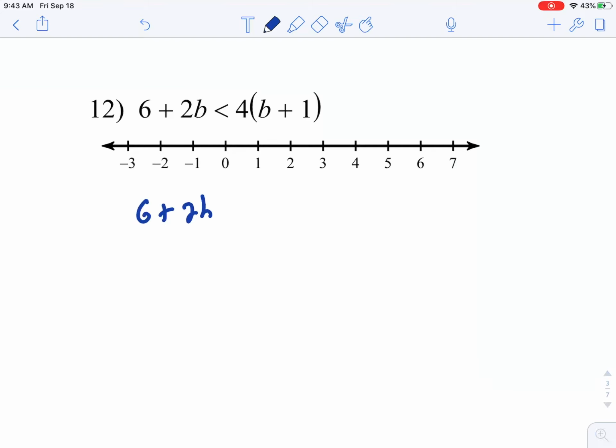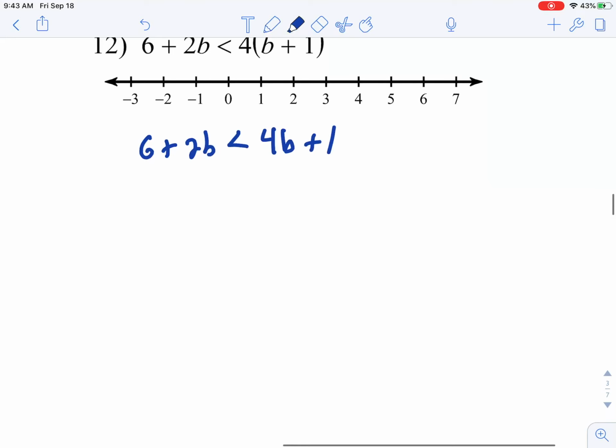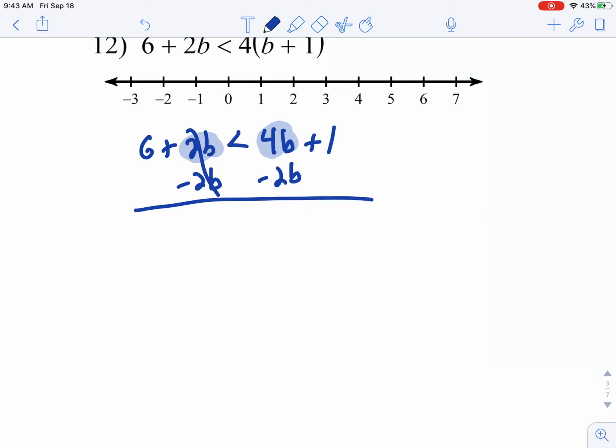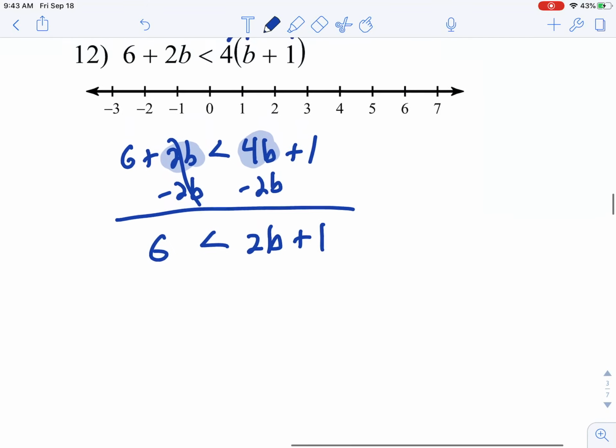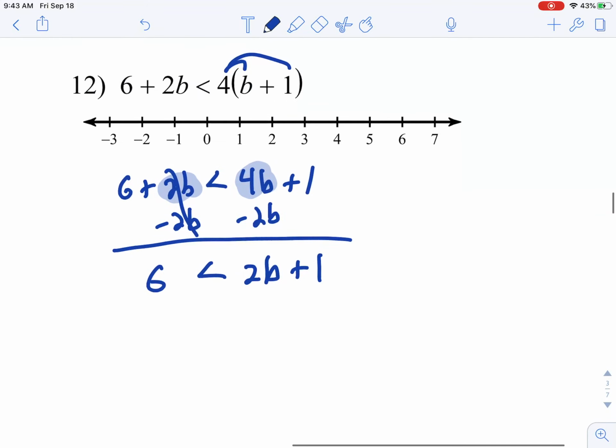6 plus 2b less than. Distribute that 4. I get 4b plus 1. I need to get my like terms together, so I'll go ahead and subtract 2b. I get 6 less than, 4 minus 2 is 2, plus 1. Ooh, am I going to get a, nope, I screwed up. All right, do you see my mistake? I caught it at least this time before I went too far.